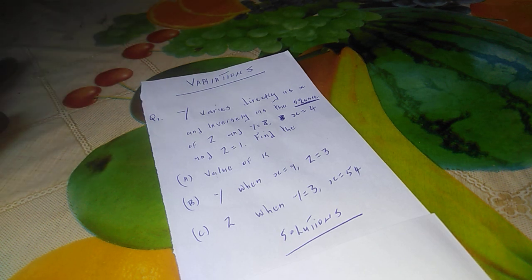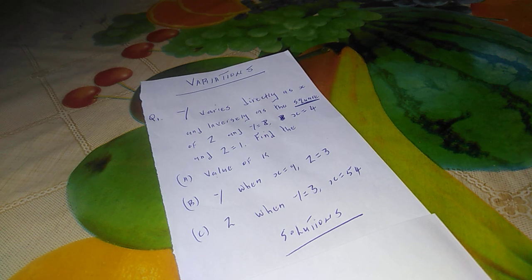The question is saying y varies directly as x and inversely as the square of z. We've been told that y is equal to 8, x is equal to 4, and z is equal to 1. The first question is saying find the value of k. The second question is saying find the value of y when x is equal to 9 and z is equal to 3. The last question is saying find the value of z whenever y is equal to 3 and x is equal to 4.